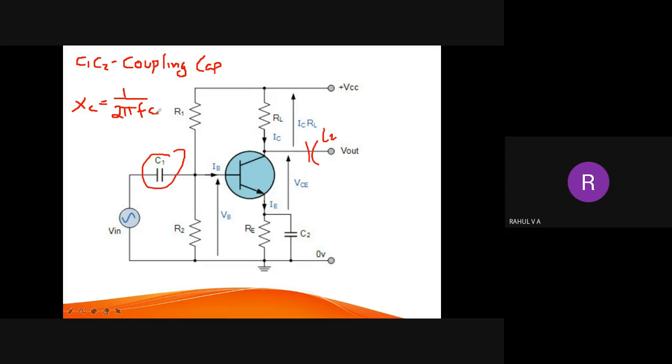The reactance of a capacitor, Xc, is equal to 1 by 2 pi Fc, where F is the frequency of the input signal and C is the capacitance value. 2 pi is a constant.